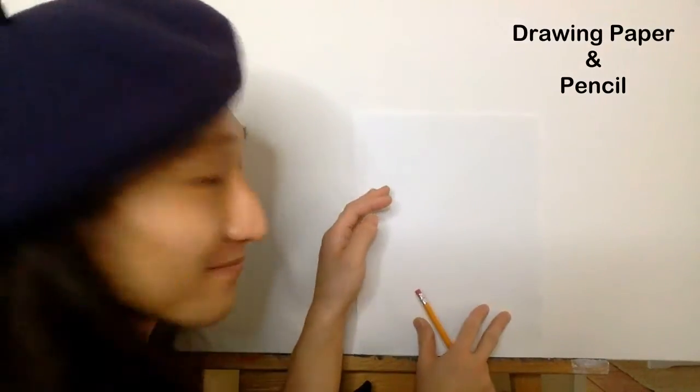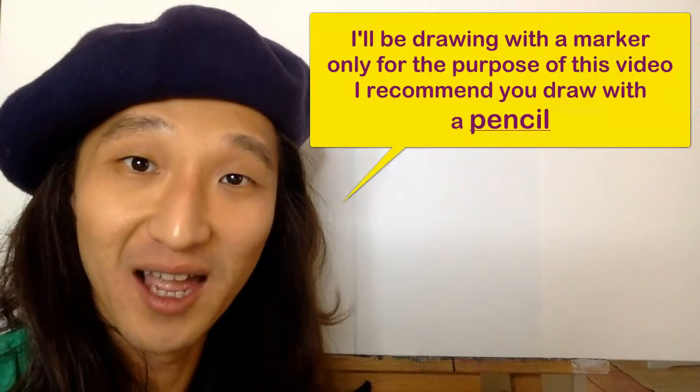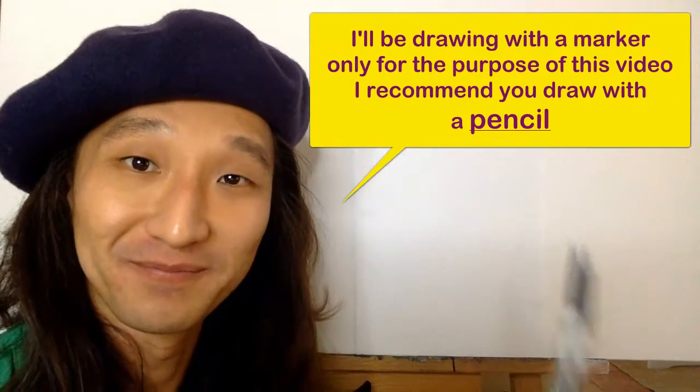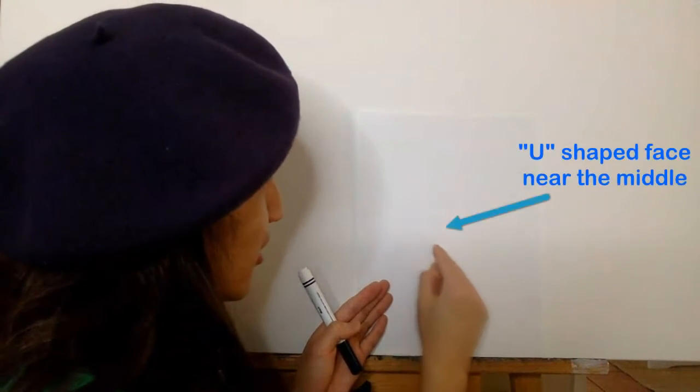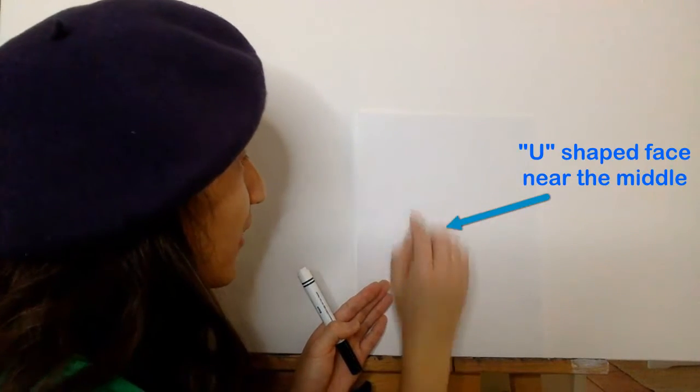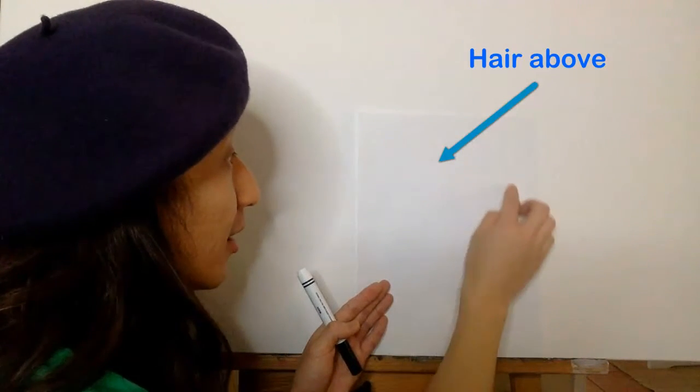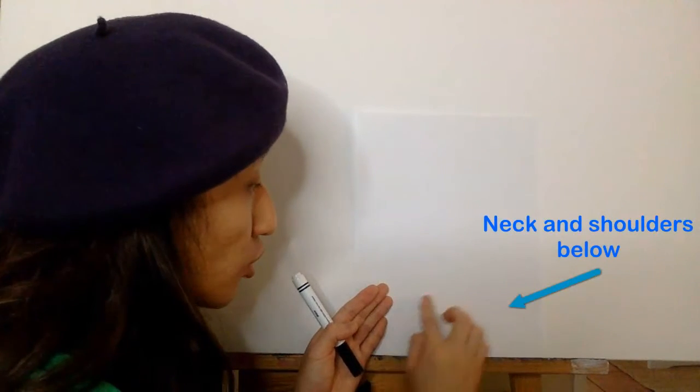Alright students, to begin our Expressionism portrait, we will begin with drawing paper and a pencil. However, for this video, so that you can see my drawing better as you follow along, I'll be drawing with a marker. To begin our portrait, you want to start with a U shape. You want to draw your U shape somewhere near the middle of your paper. That way you have room for hair above and your neck and shoulders below. You want to make sure you save room for all the other things.